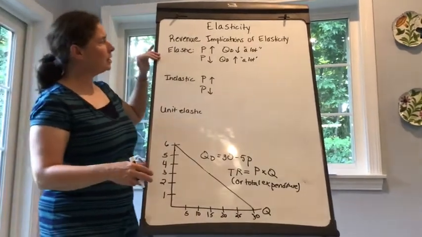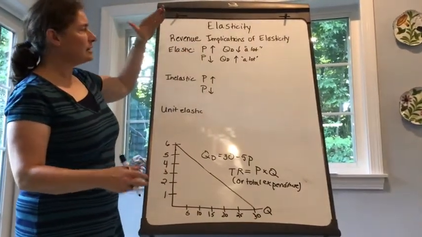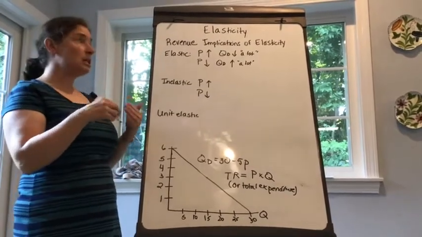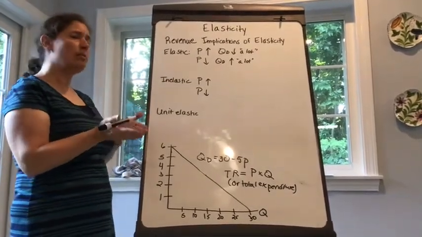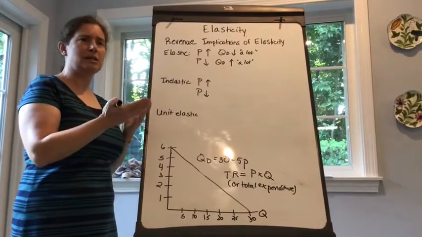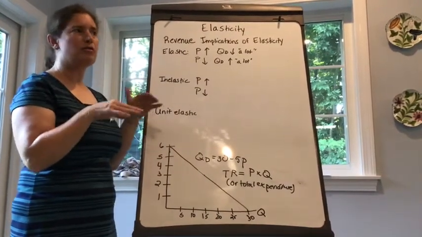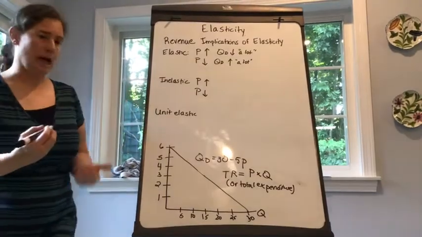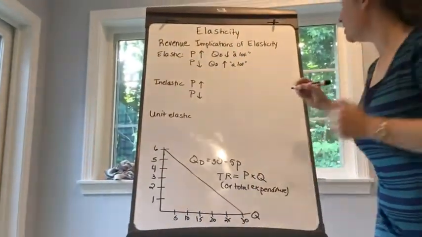What happens here, when price rises and quantity demanded falls a lot, if I'm calculating revenue as P times Q, even though I'm earning a little more for each unit I sell, the number of units I sell falls so dramatically that my overall revenue will decline. So let's fill that in here.